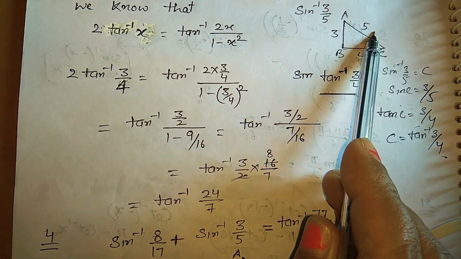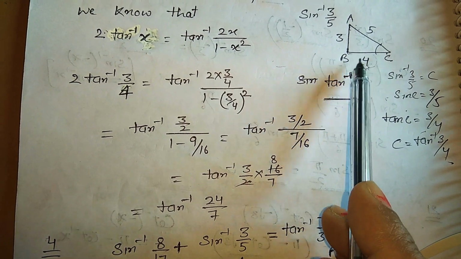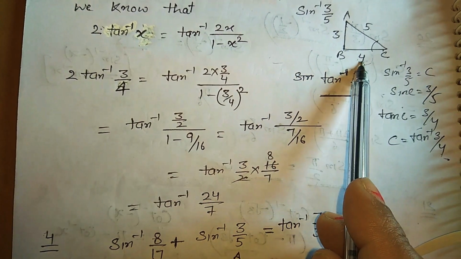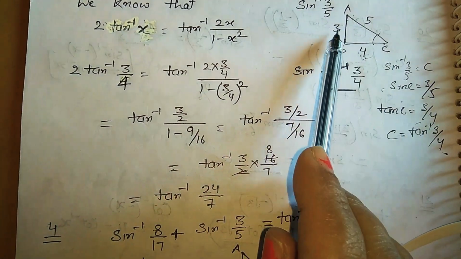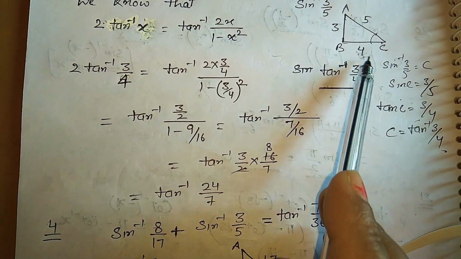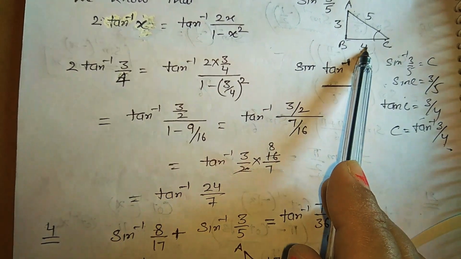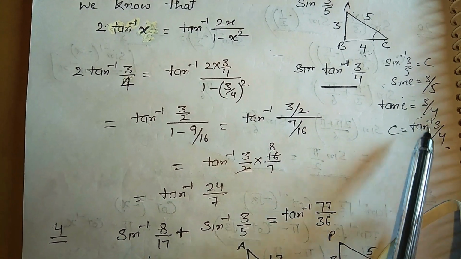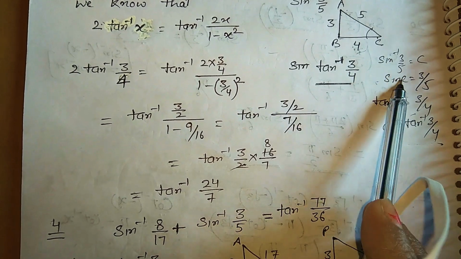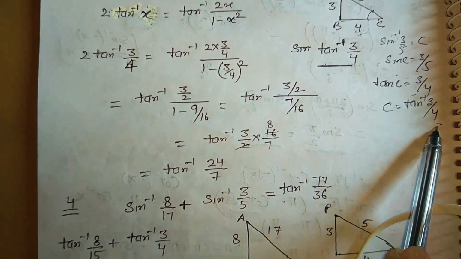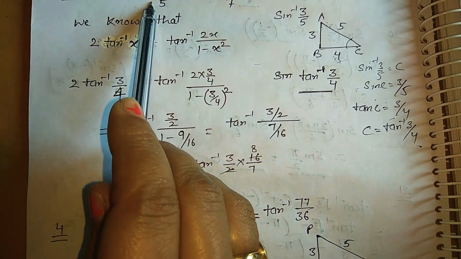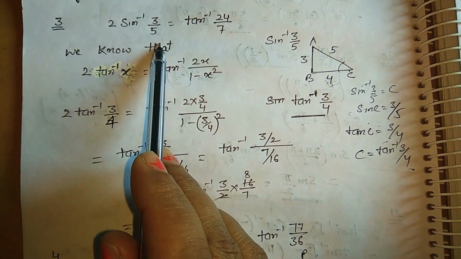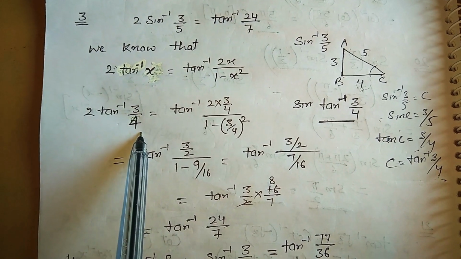So perpendicular upon hypotenuse. If we find the base, then we will find tangent C, that is perpendicular upon base. So tangent C is equal to 3 by 4. Firstly we find the base and tangent C will be 3 by 4. So we can write C is equal to tangent inverse 3 by 4, and we know that C is sine inverse 3 by 5. So we will change sine inverse into tangent inverse. So 2 sine inverse 3 by 5 we can write as 2 tangent inverse 3 by 4.